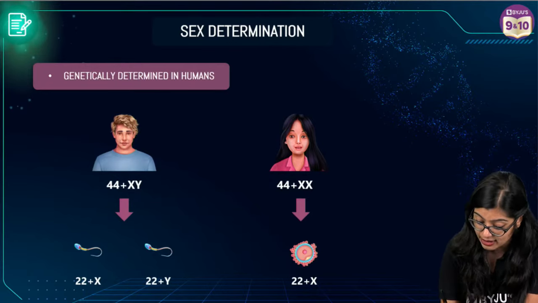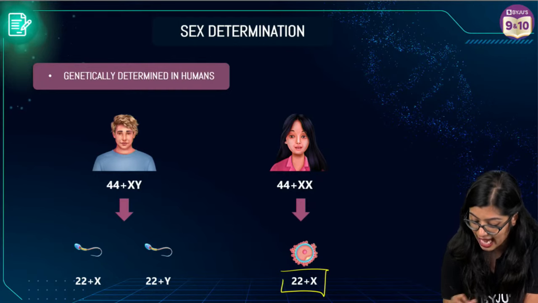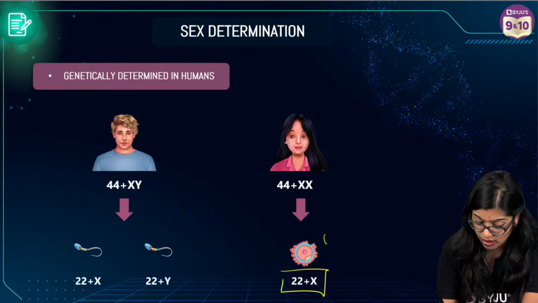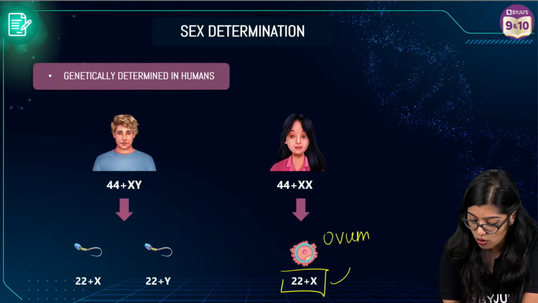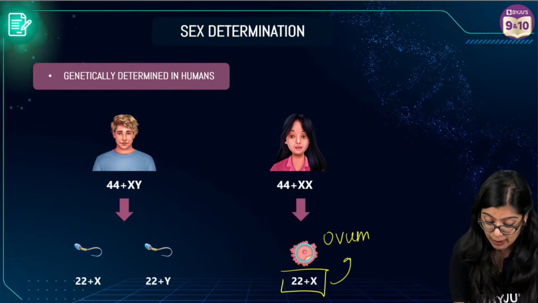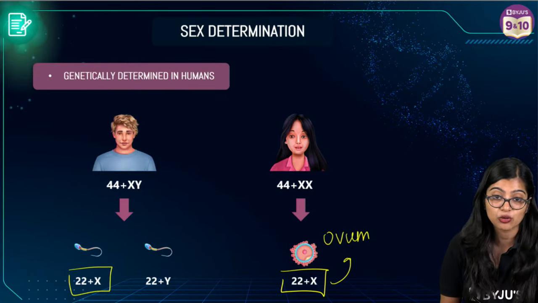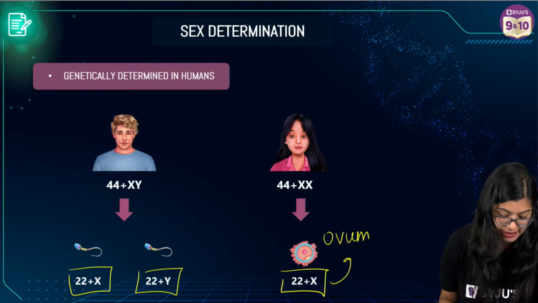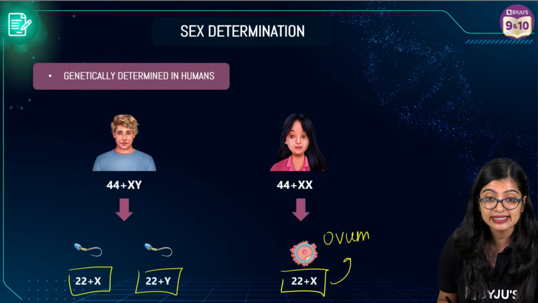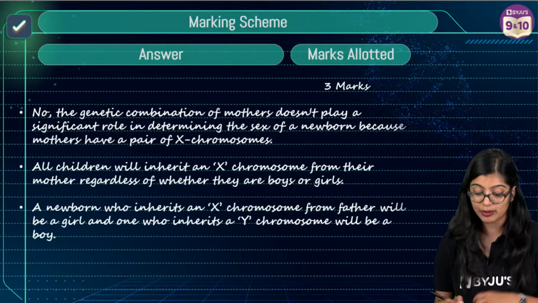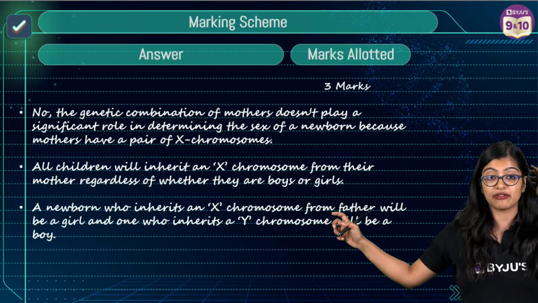Because we know that in the mother, in the gametes or in the ovum, all ovum will have 22 plus X. But in the sperm, some sperms will have 22 plus X, while some will have 22 plus Y. Which is why in this case, the correct answer would be written in this format. But it will be for 3 marks.